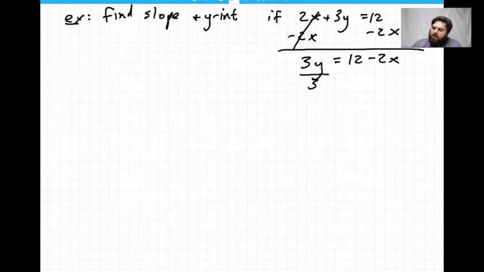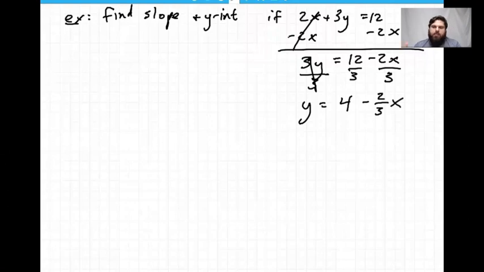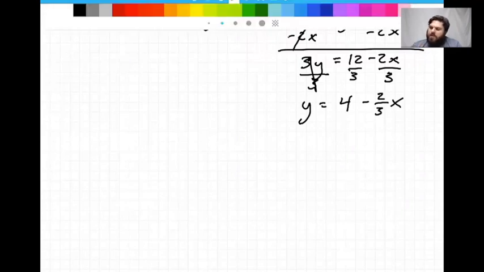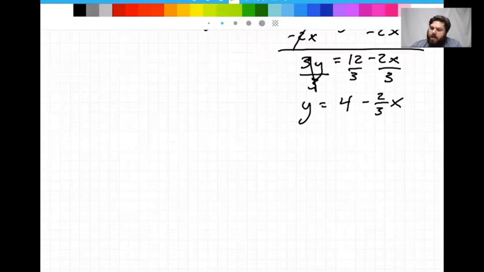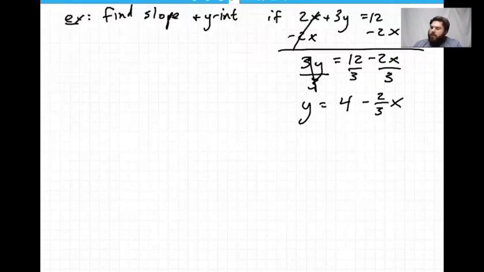Finally, we're going to divide everything in here by 3. Those 3's are going to cancel and leave us with y equals 4 minus 2/3 x. Now notice I bring that x out to the side so I can really see the number in front of it. Otherwise, you might think it's just a 2, because there's a 2 right in front of the x. But that's not the case. It's actually 2/3. All right, so we've solved for y.